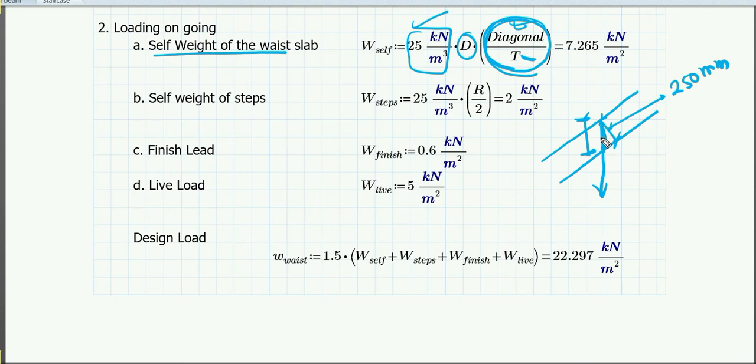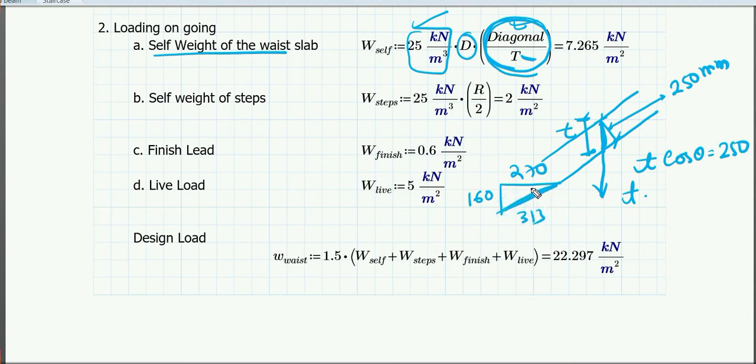Suppose this is small t, then small t cos theta will be equal to 250, right? Now small t, that means this is the small t, the cos theta will be how much? So if I consider the step, here, let me show you, this is the step. This is 160, this is 270, right? And this is the diagonal which we have calculated, I think 313 something.